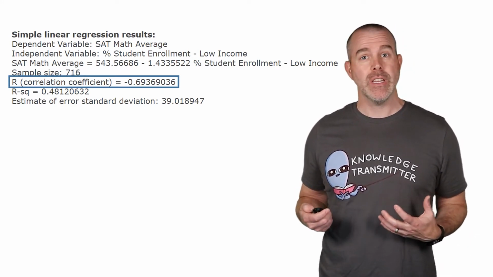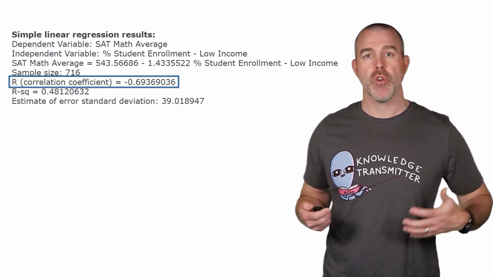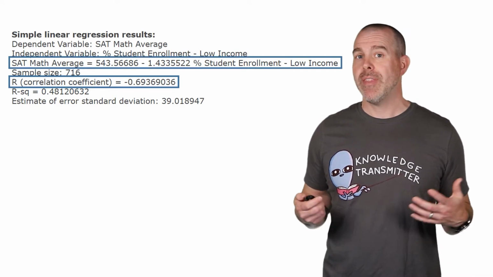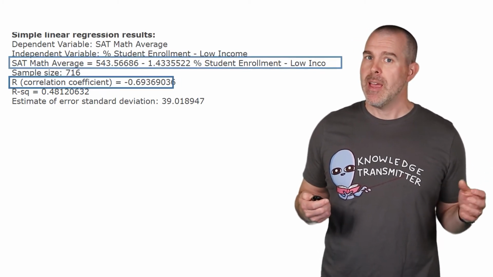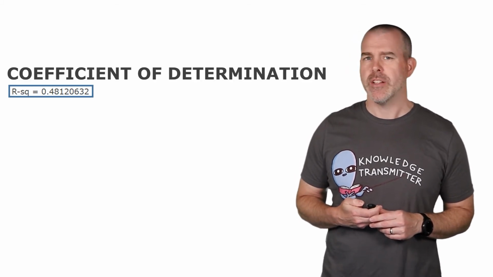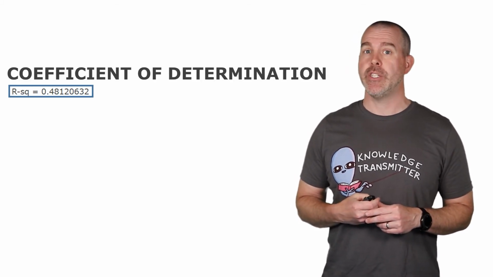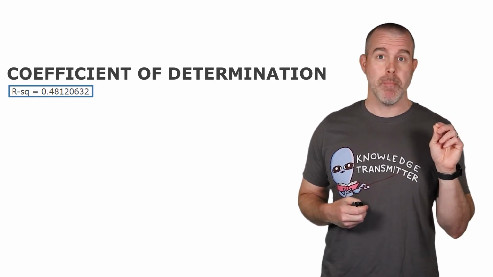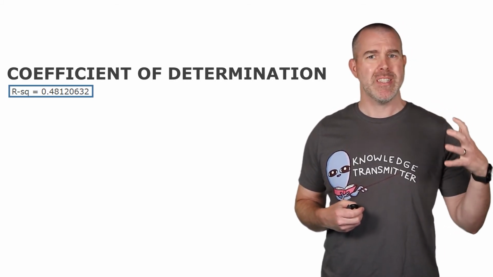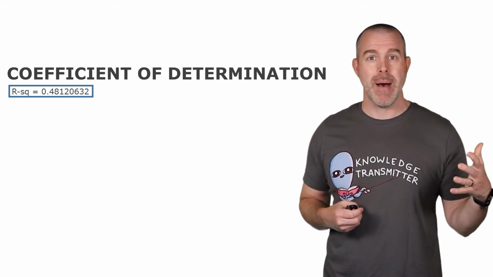We have the correlation, that's the negative 0.7, pretty strong negative correlation. We also have the least squares regression line. And then below here, there's this R squared. It's called the coefficient of determination. And it is really important and gives us some really specific meaning about how good the model is.